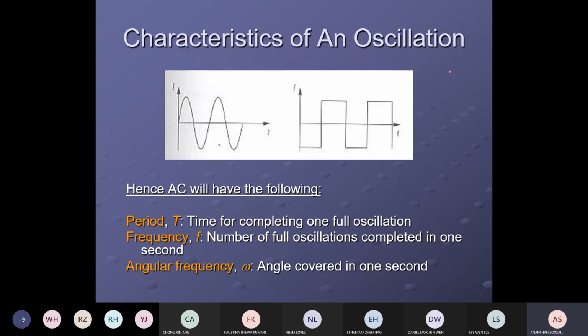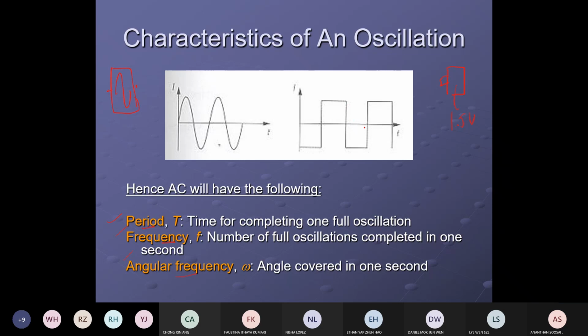When you purchase a battery, a dry cell, the only information needed is the voltage of the dry cell, 1.5 volt. But if you have an alternating current source, a power supply with AC, lots of information is needed. Because it's alternating current like a wave, it will have all the properties possessed by a wave. Because it's a periodic oscillation, it will have a period, a frequency, and an angular frequency.